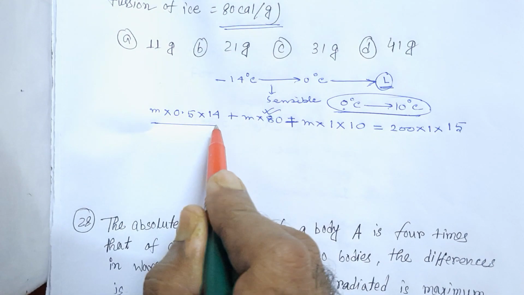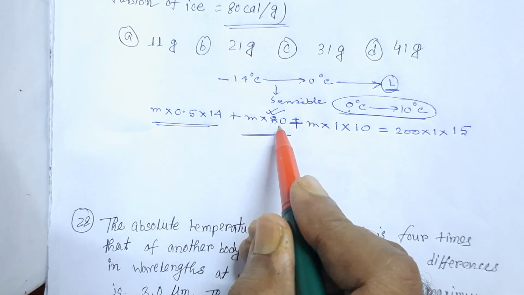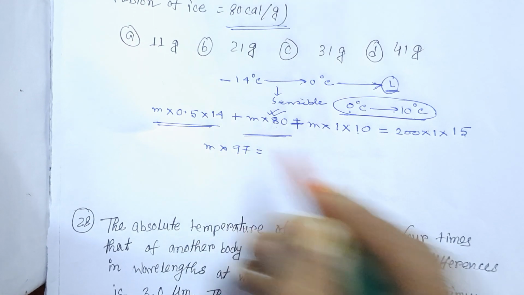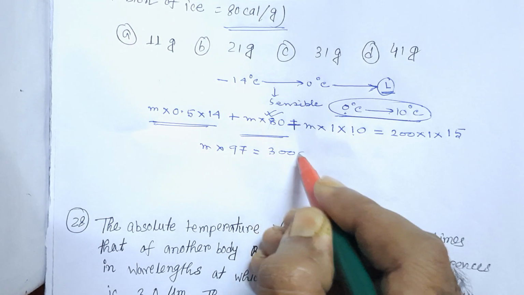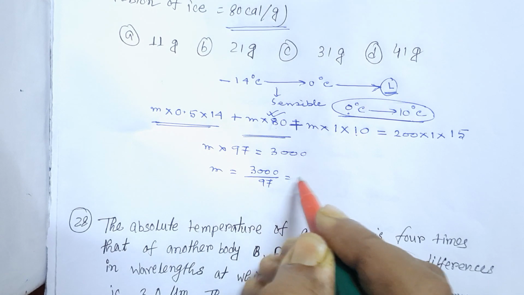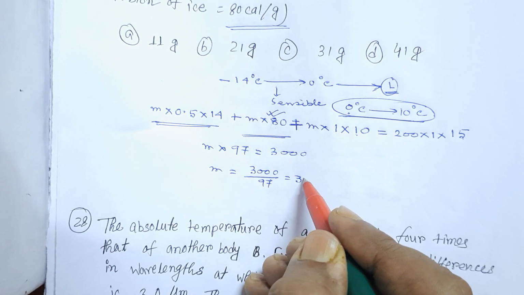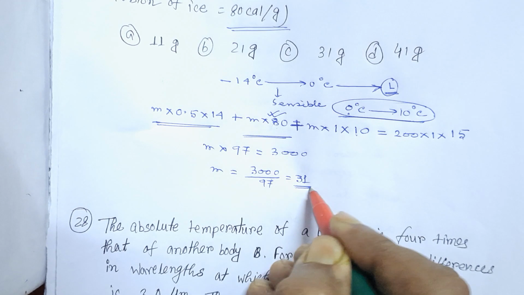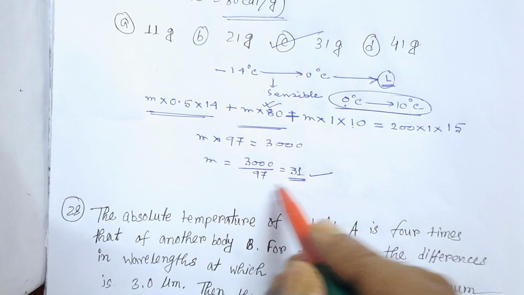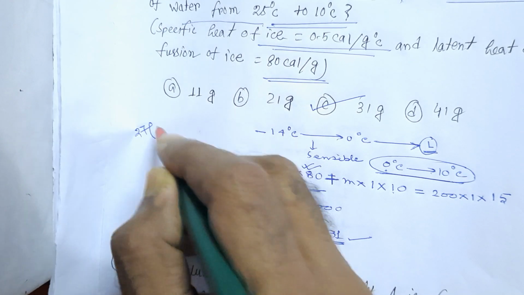So let us make the calculation at first. Here 14 into 0.5 equals 7, 87, 97. So m into 97 equals 200 into 15, that is 3000. So m equals 3000 by 97, that is nearly just greater than 30, you may take it as 31 as per the options. So it is nearly 31. So our correct option to question number 27 is C.